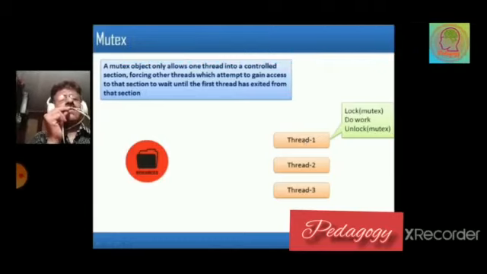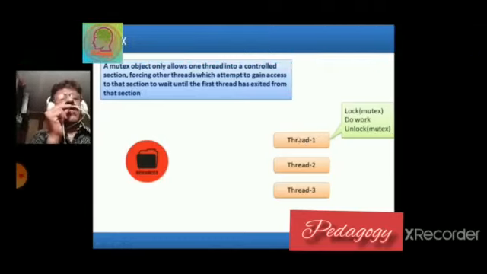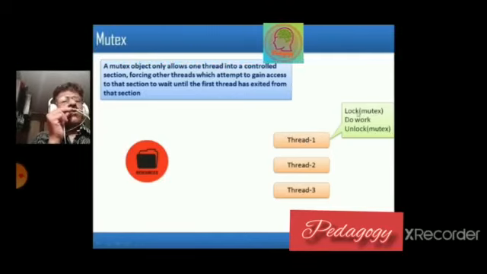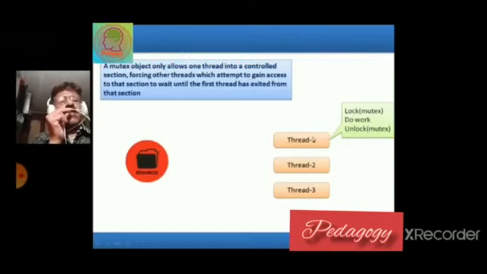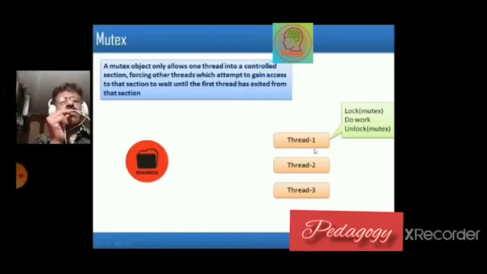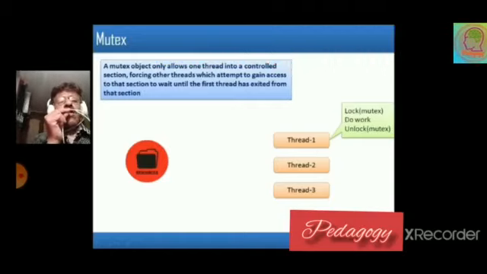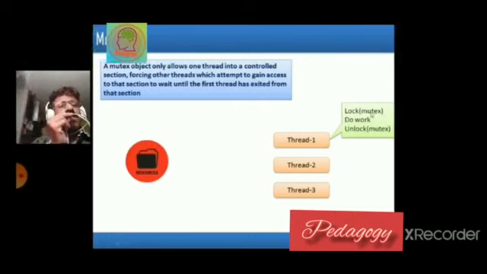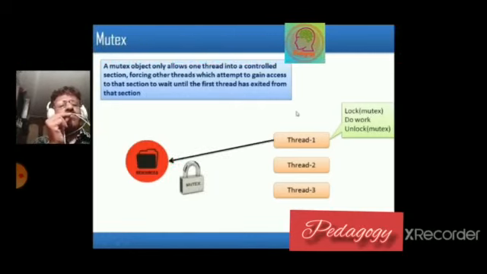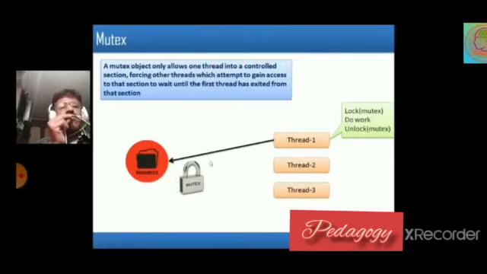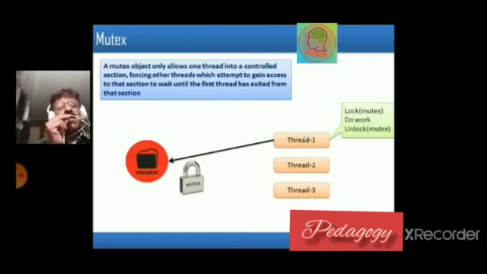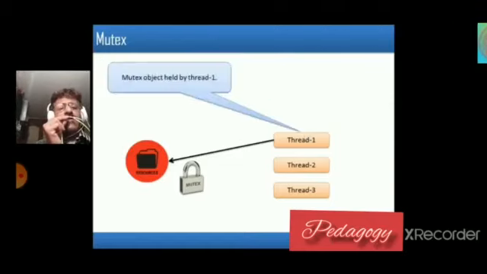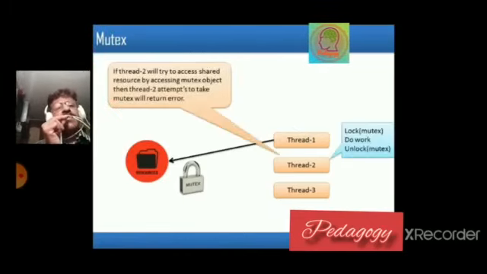Here we have written thread. Thread is nothing but a process. Thread enters into a control section. So lock the Mutex and do the work. After completion of work, unlock the Mutex. So it is a locking mechanism. Whenever thread 1, nothing but process 1, gets the Mutex, that means it occupies the object, that means the locking mechanism, that means the key here is a Mutex.